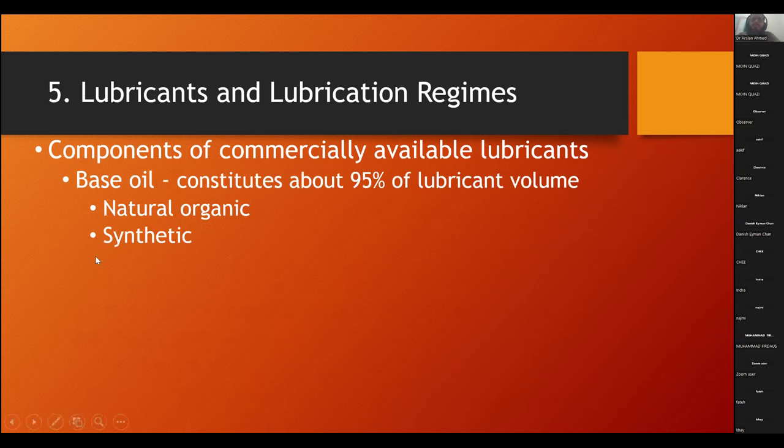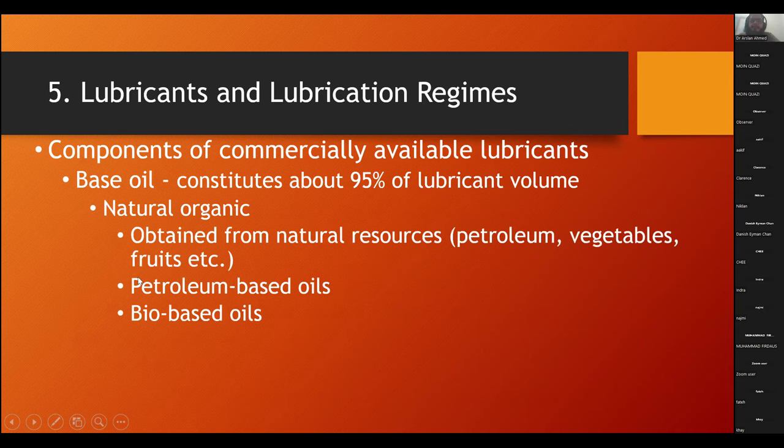So the base oil can be of various types, such as natural base oils, and then there are synthetic base oils. Natural ones are obtained from bio-based sources that I just mentioned. Petroleum-based oils are obtained from natural sources such as petroleum and vegetable fuels.